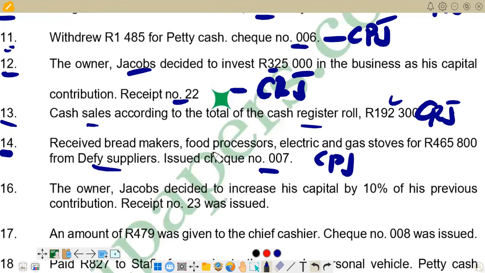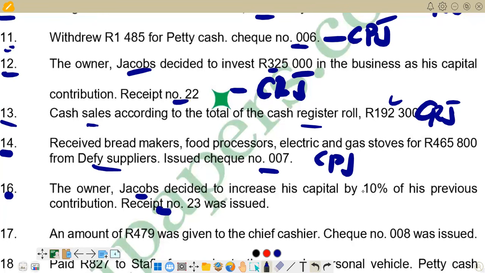So after this one, now we go to this one. The owner Jacob decided to increase his capital by 10% of his previous contribution. Receipt number 23. So this is our document number, this is our day 16. And this is money that is being received. Remember, it is the owner who is contributing. So it's going to be cash receipts now. And on details, we are going to write Jacobs. And we know that this is capital, so it's going to go under sundry accounts.